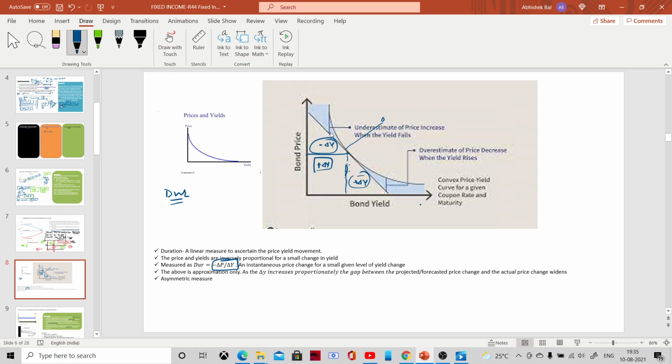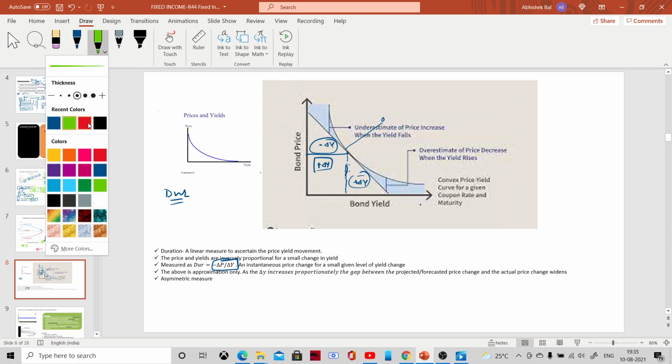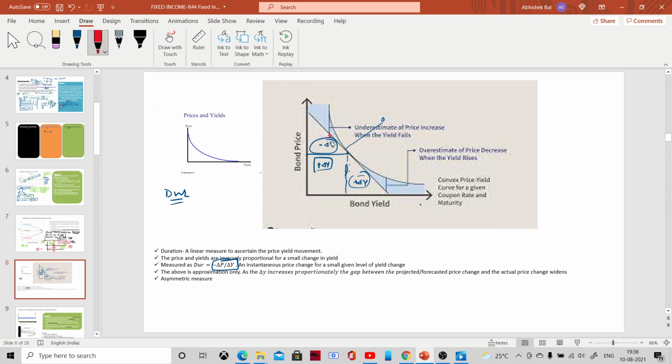And the second important thing, which also comes out from this, let's focus on that. When the yield decreases, the price as predicted by this linear measure is somewhere here, but the actual price is somewhere here. That means the duration measure underestimates the price when the market interest rate comes down.